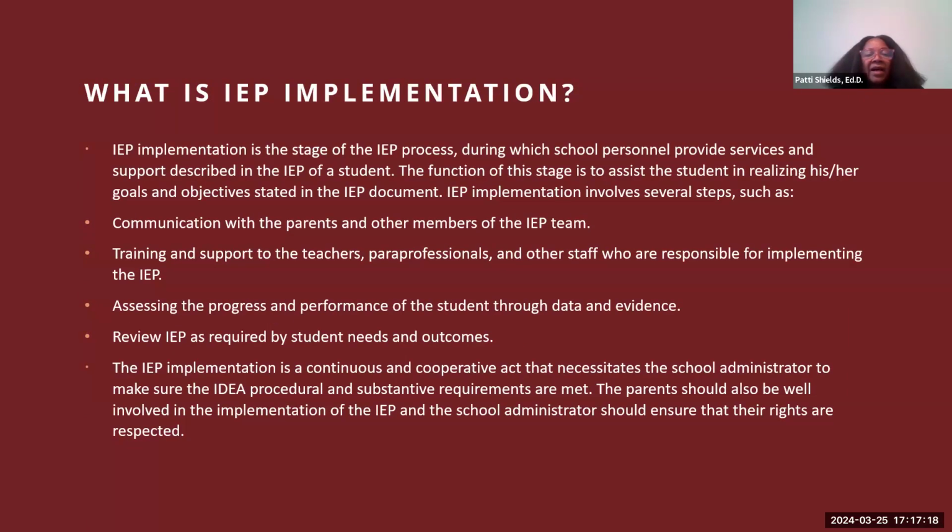And then we're going to learn about how to implement an IEP. IEP implementation is the stage of the IEP process during which school personnel provide services and support described in the IEP of a student. The function of this stage is to assist the student in realizing his or her goals and objectives in the IEP document.